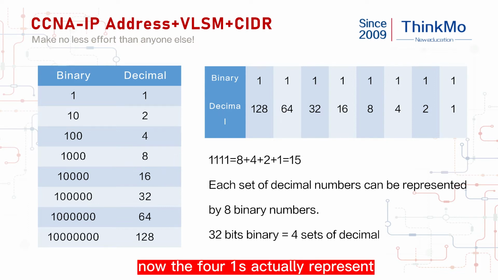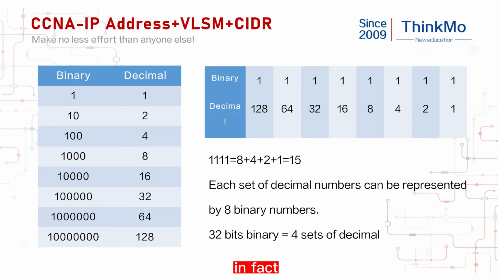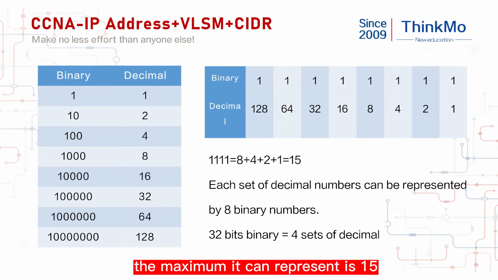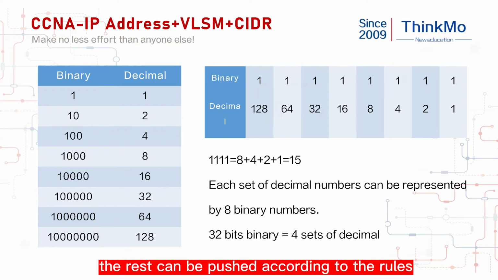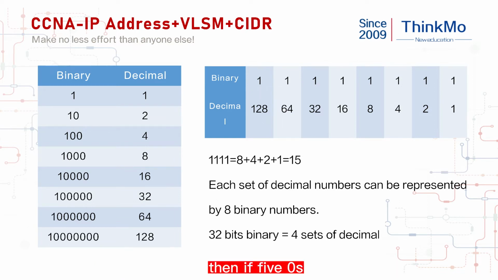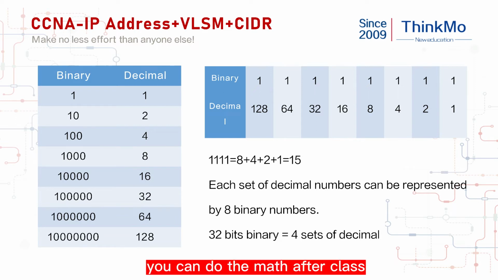Now the 4 ones actually represent 8 plus 4 plus 2 plus 1. In fact, the maximum it can represent is 15. So if I want to express 16, it must be 1 followed by four 0s. The rest can be derived according to the rules. Then 1 followed by five 0s represents 32, six 0s represents 64, seven 0s represents 128. You can do the math after class, according to the method I gave.